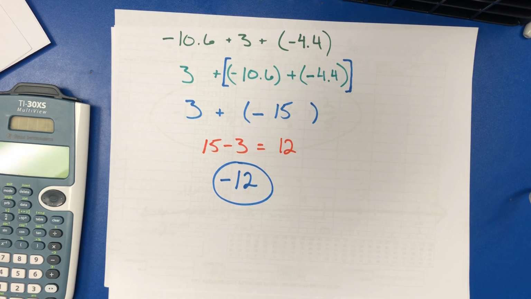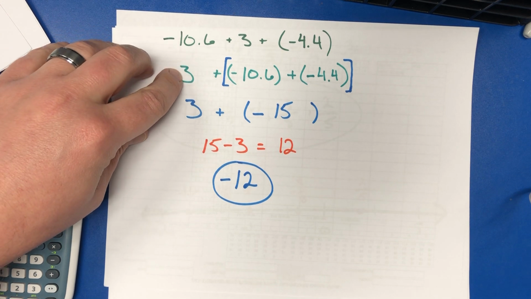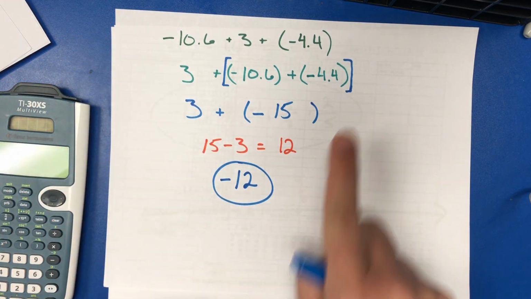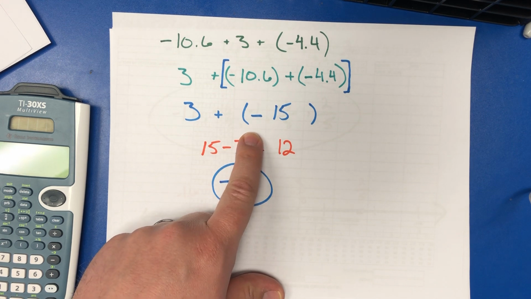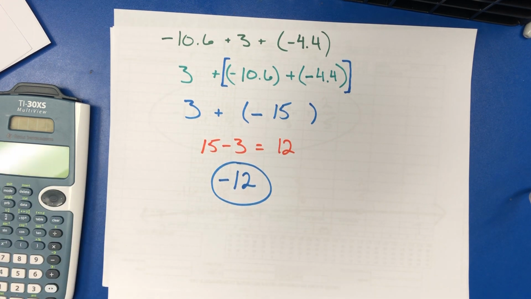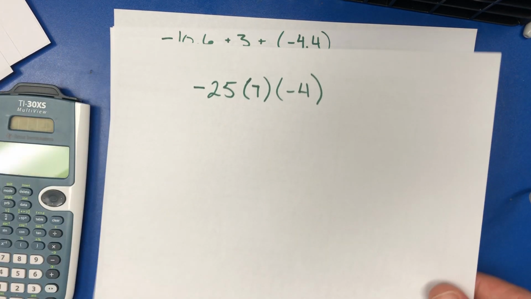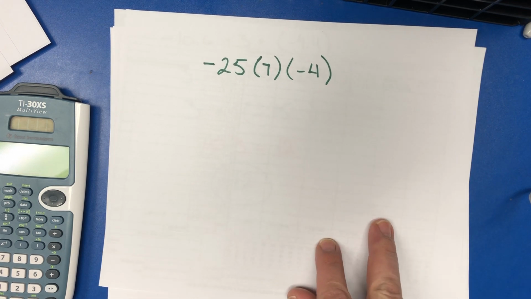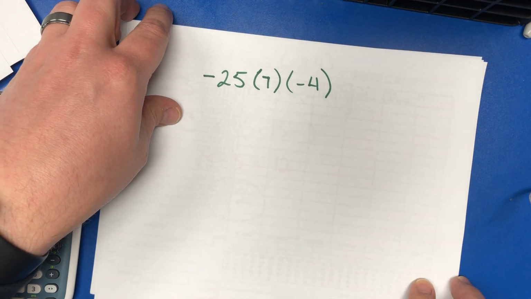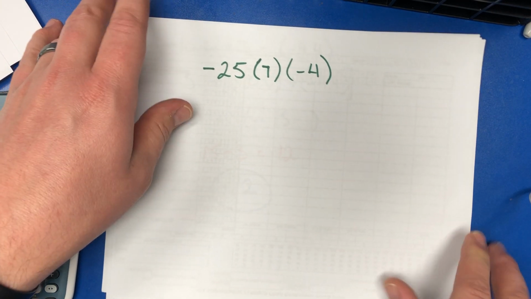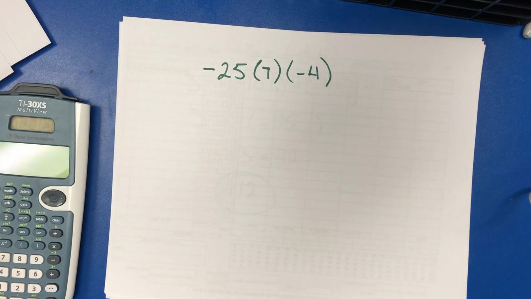Okay, lots going on there. I used the commutative property, I used the associative property, and then I just recalled some of my rules for adding and subtracting integers. Now, example 3B is another one. This is a multiplication one. I have -25 times 7 times -4. This may look like a little bit of an intimidating multiplication problem, quite frankly.